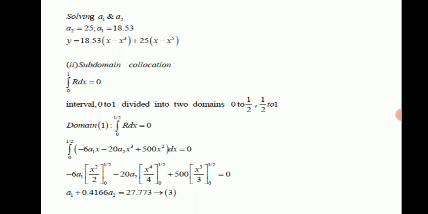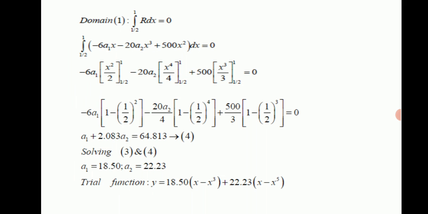For domain 1, the integral from 0 to 1 by 2 of r dx is equal to 0. We substitute, and we get the equation a1 plus 0.4166a2 is equal to 27.773. Take this as equation 3. And domain 2 is 1 by 2 to 1, integral of r dx equal to 0, that is, minus 6a1x minus 20a2x cube plus 500x square into dx equal to 0. So we put the limits, integrate the terms, and put in the limits.